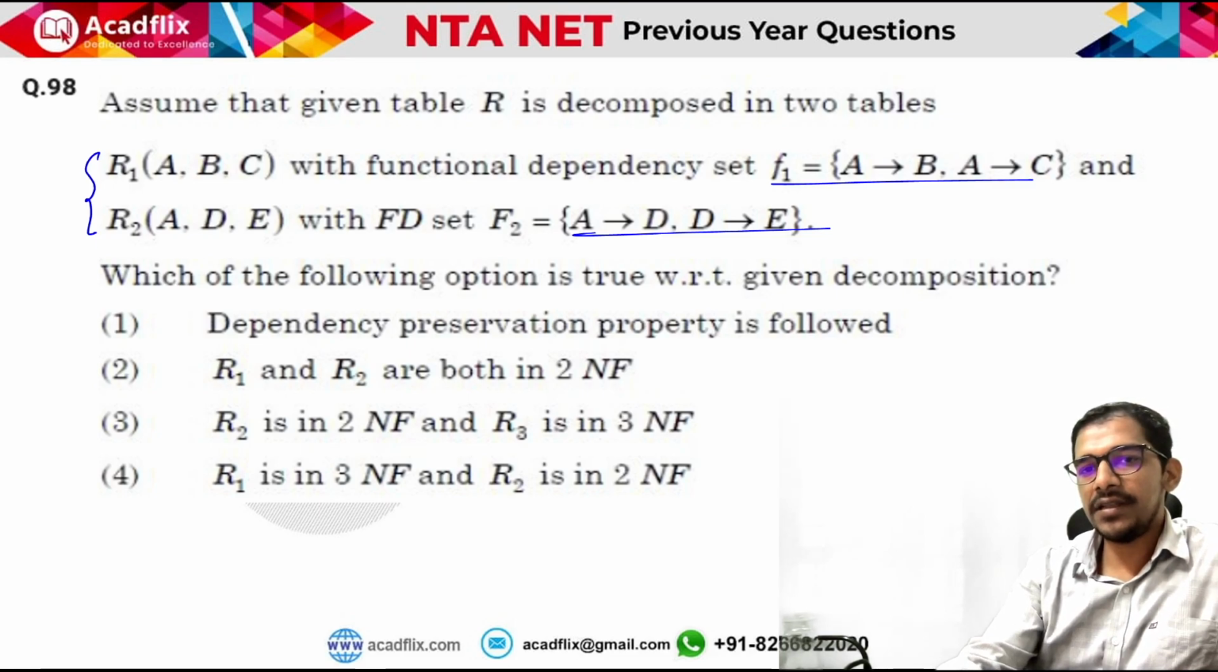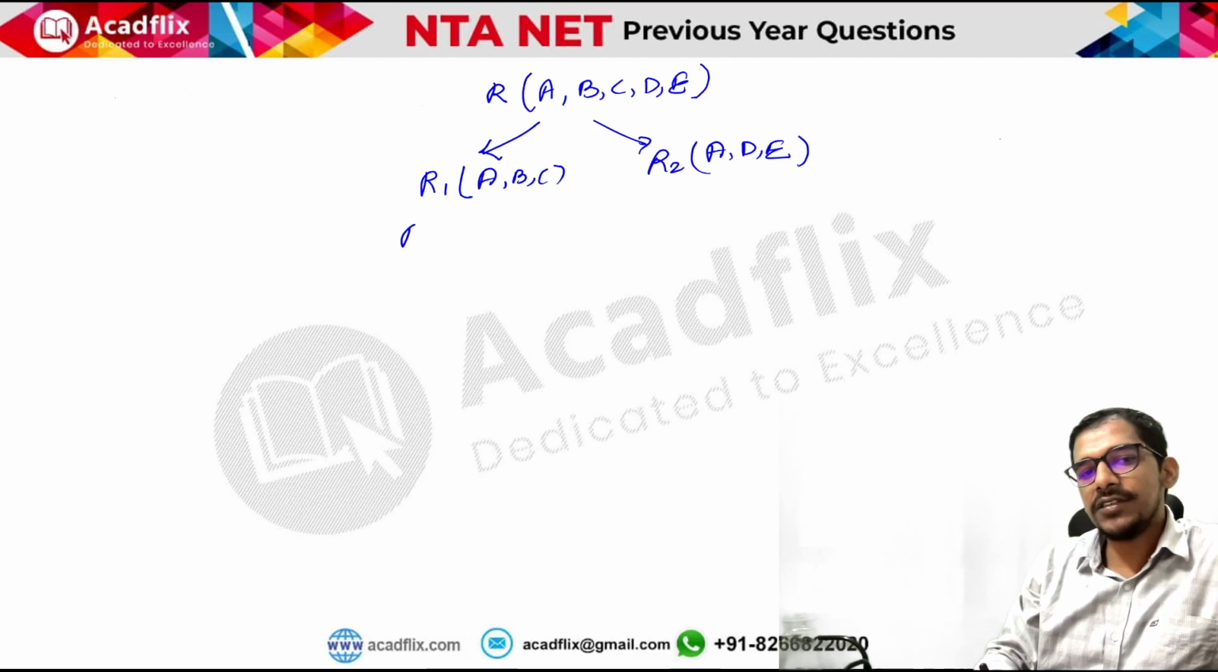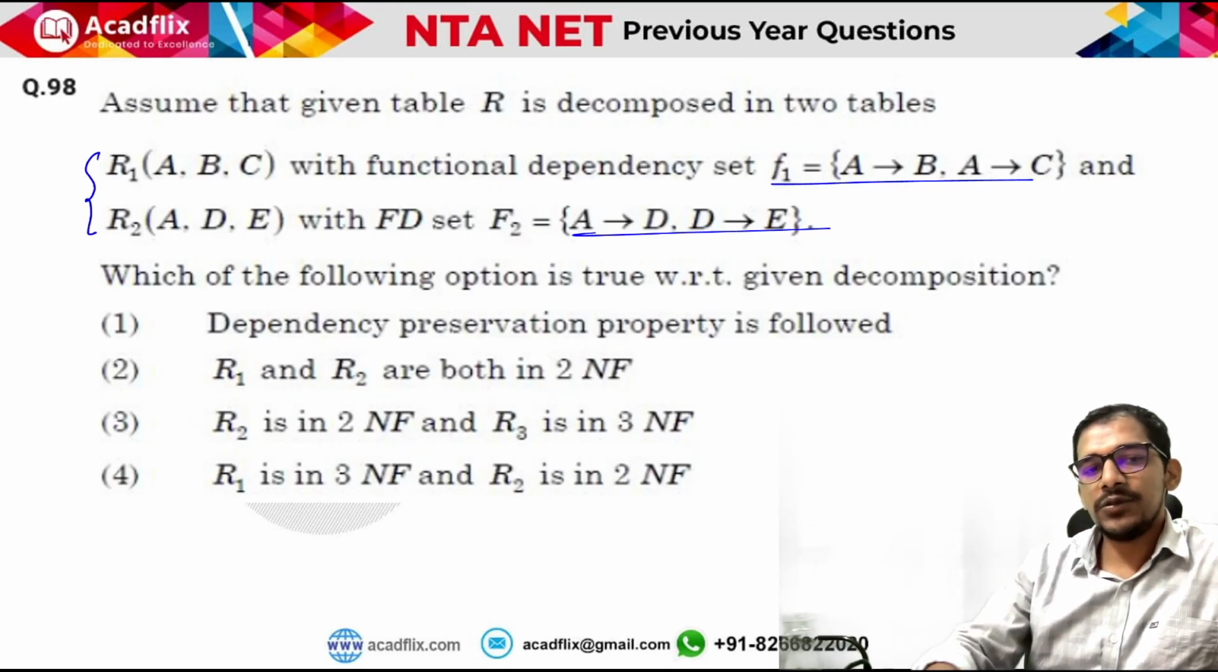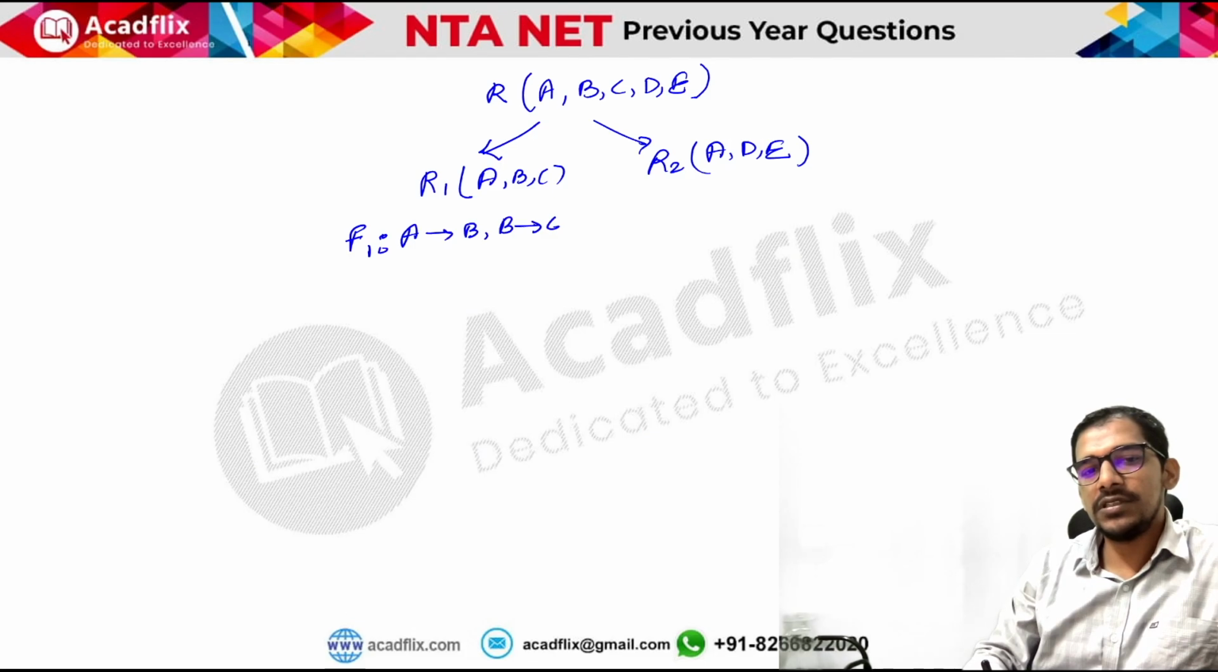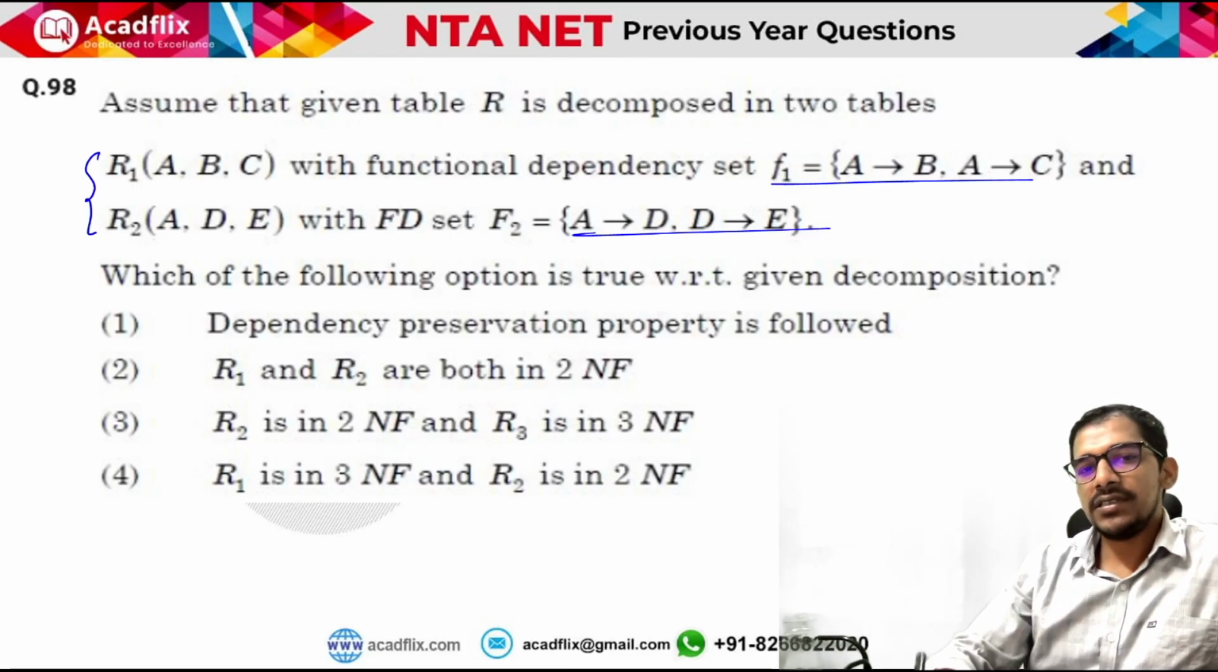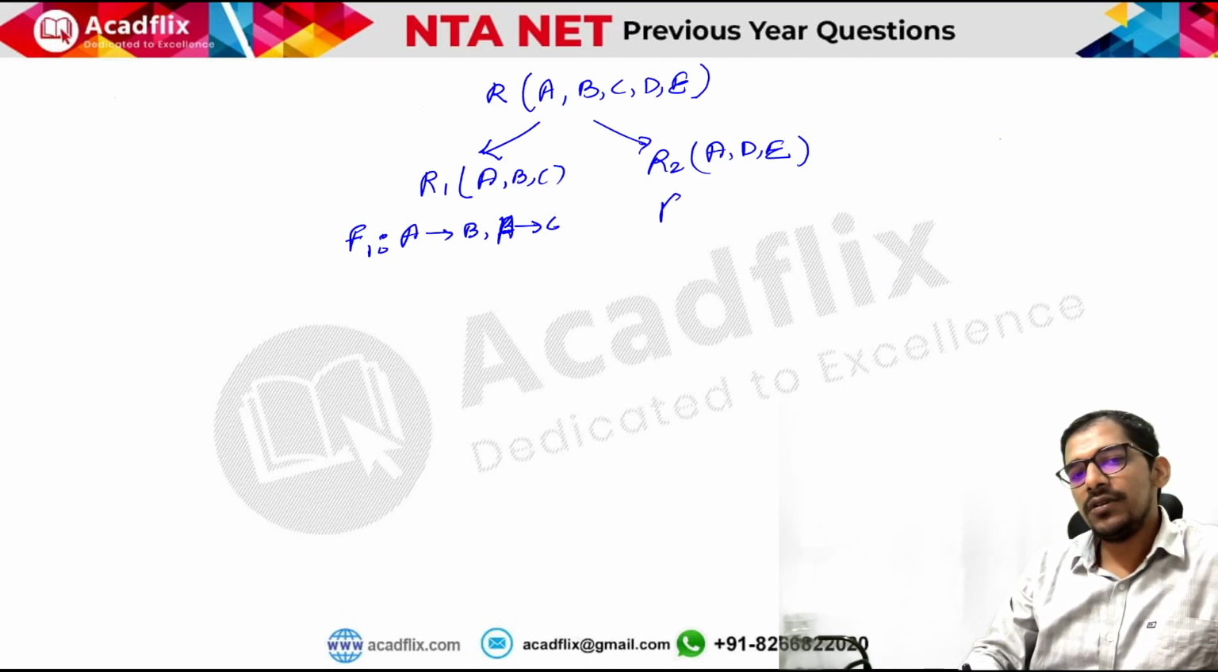The functional dependencies in the relation R1 are A tends to B and B tends to C. They are given, right? Let us call this set F1: A tends to B and A tends to C. And the second set of functional dependencies: A tends to D and D tends to E.